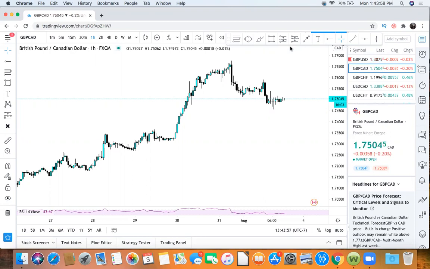Today we're going to be learning more about false formations, like how retailers get stopped out when they get in for buying or selling positions, when they start seeing these formations like double tops, double bottoms, head and shoulders, and reverse head and shoulders, right?